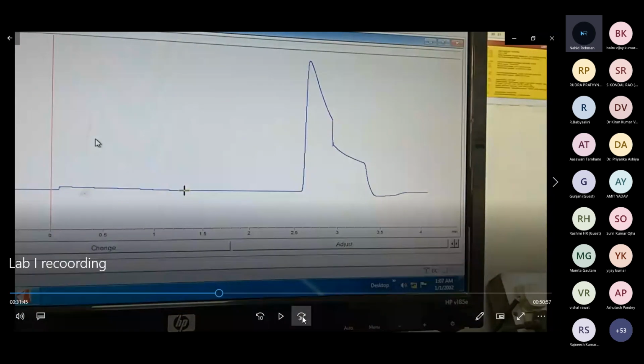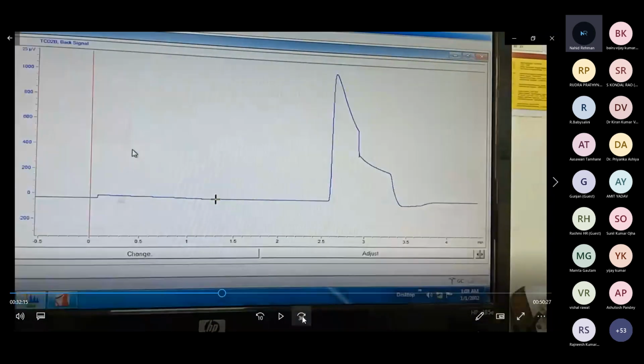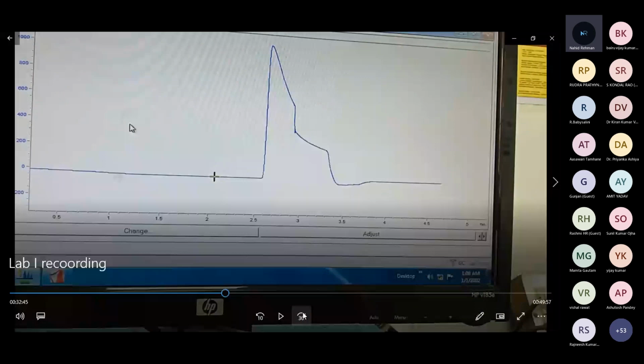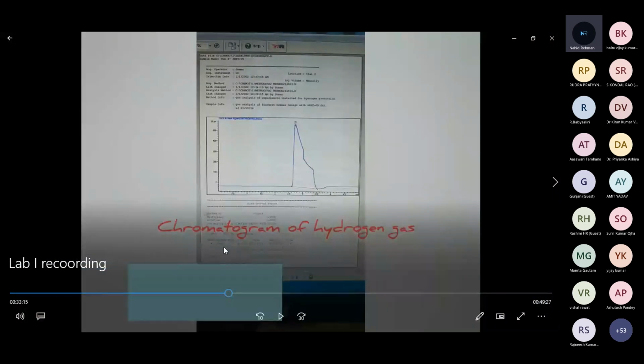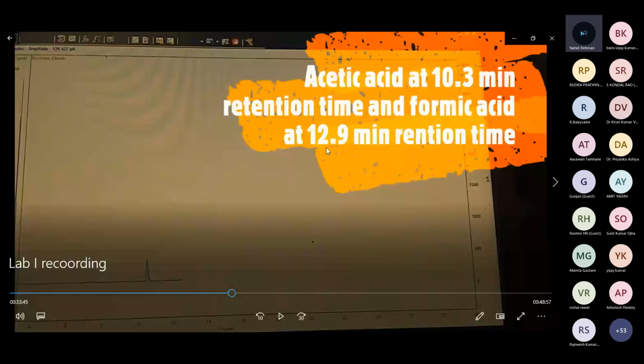So this is how it can be analyzed, and after that you see the results. In the results you see there is one peak, 100%, and what is the value, and that value can be calculated with the standard hydrogen peak, and it is quantified accordingly.